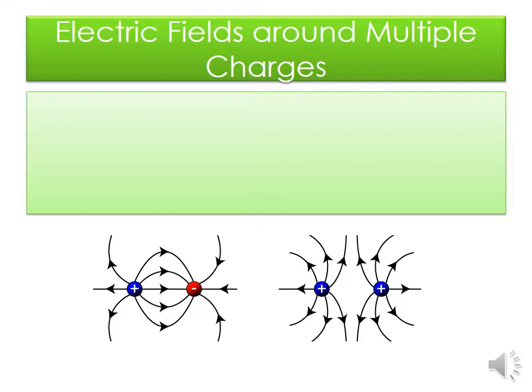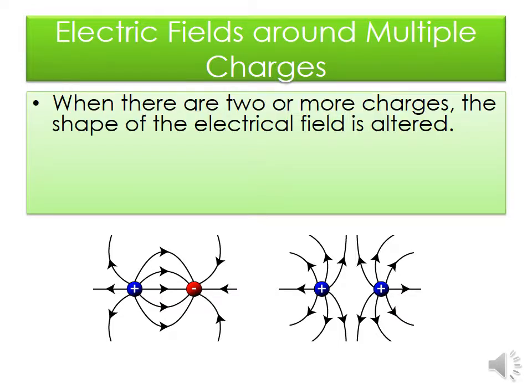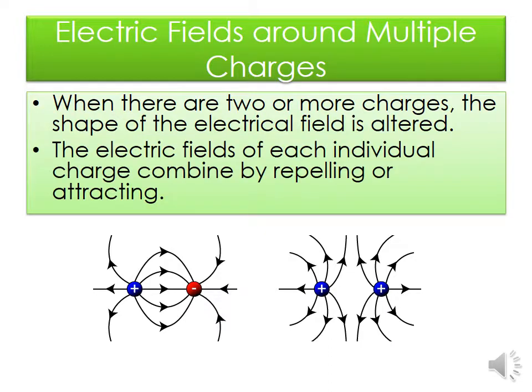Alright, electric fields around multiple charges. When there are two or more charges, the shape of the electric field gets altered. The electric fields of each individual charge combine by either repelling or attracting. So you can see the positively charged object and the negatively charged object, once they get close to each other, their forces combine and they link up, because opposites attract, so they actually come together.